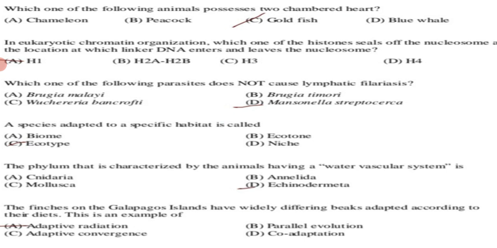Frog, crocodile, ostrich, pigeon, bat and whale have a four-chambered heart. So the answer of this question is option C, that is, a goldfish has a two-chambered heart.